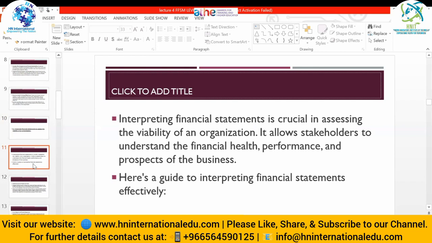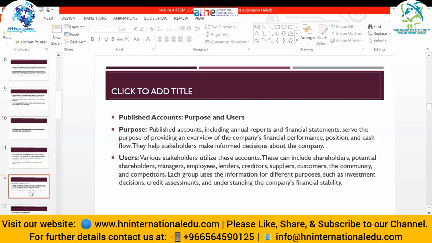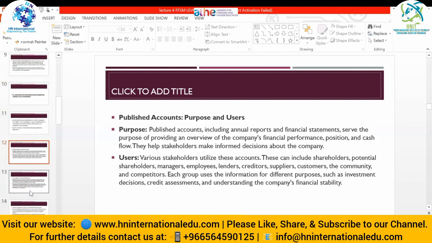Now, here is a guide to interpreting the financial statements effectively. Again, all these points, the published accounts, that is the purpose and users, and further in slides 13, 14 and 15, all the points are mentioned in the indicative content. I have only given explanation.